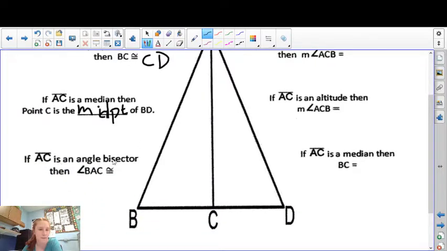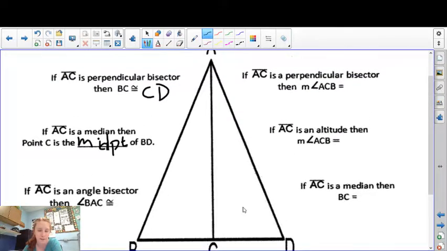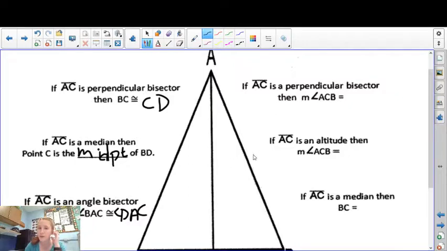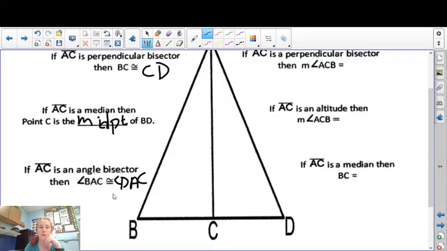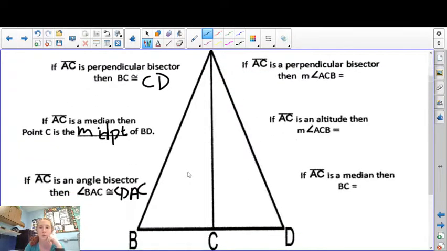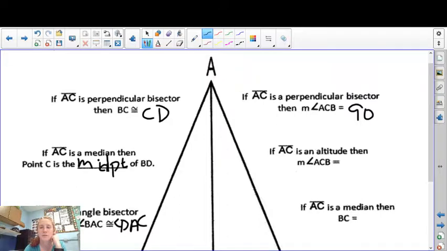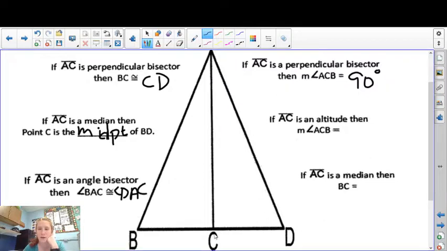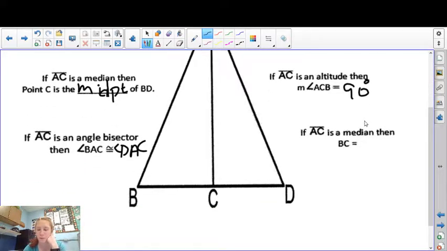If AC is an angle bisector, then it does something to the angle. Well, it cuts it in half, so BAC is equal to DAC. If AC is perpendicular bisector, then ABC is equal to, I just did that one, but it's actually also equal to 90 degrees. If AC is an altitude, then angle ACB is also 90 degrees. And if AC is a median, then BC is equal to CD.